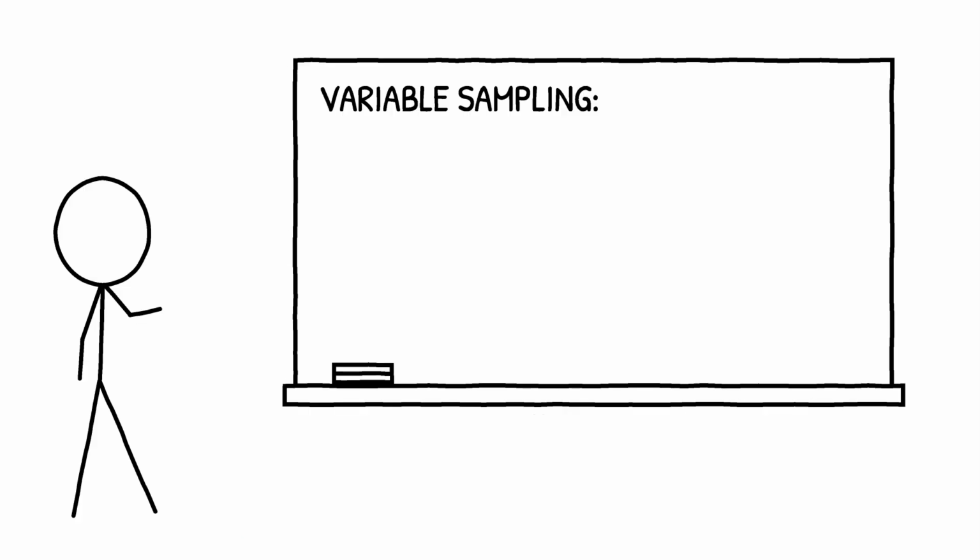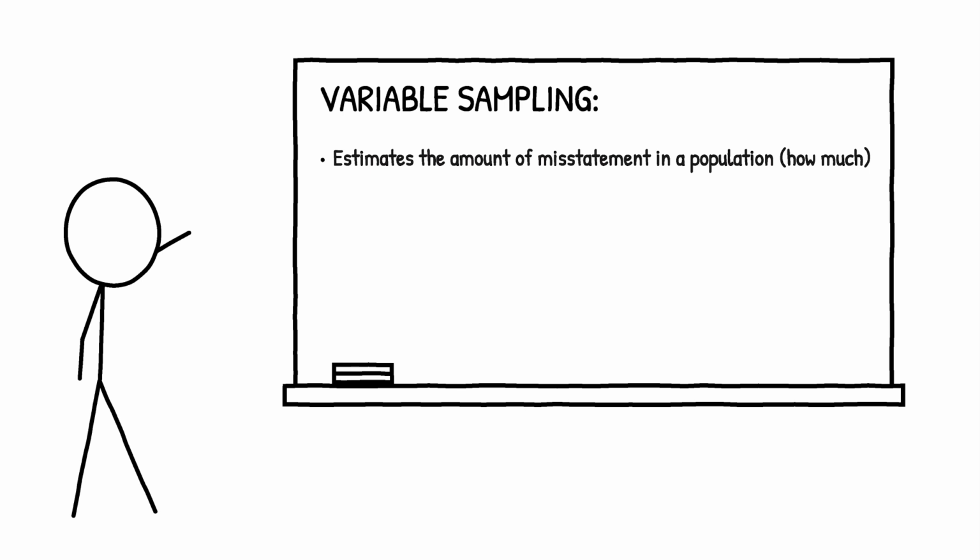It's common for the CISA exam to describe an auditor applying a sample method and then ask you to identify which type it is. As long as you understand that variable sampling estimates the amount of misstatement in a population and that it is used in substantive testing, you'll be able to recognize it quickly.